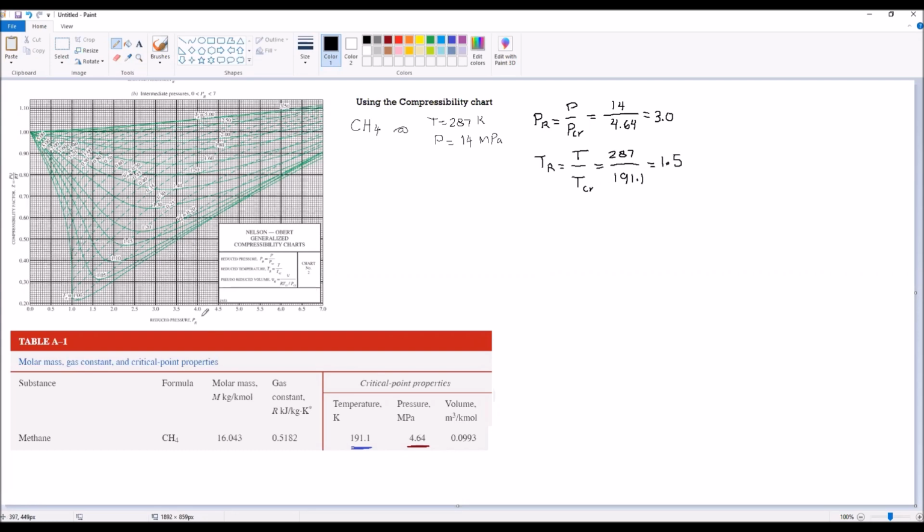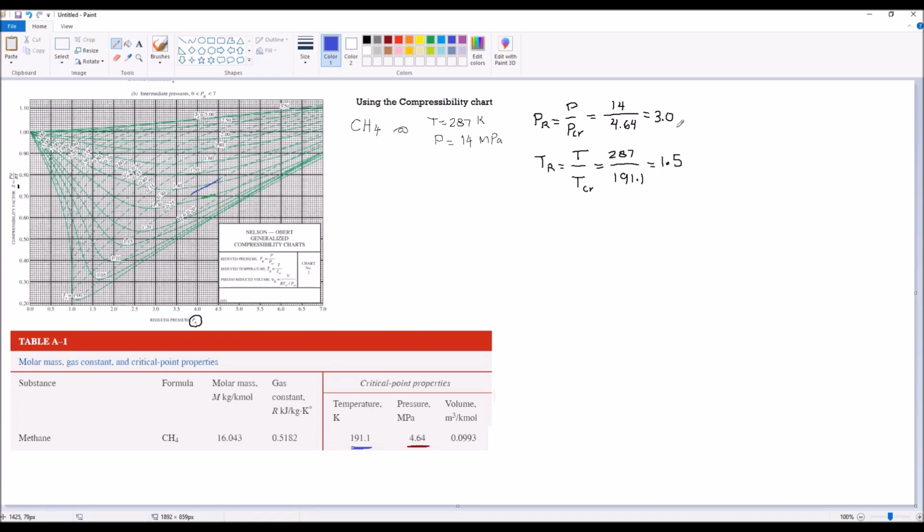Reduced pressure is the value on the horizontal axis on figure A15. The compressibility factor Z can be determined from the vertical axis and these green solid lines. There are two types of lines here. The solid lines are constant temperature lines. The dashed lines are constant specific volume lines, in purple.